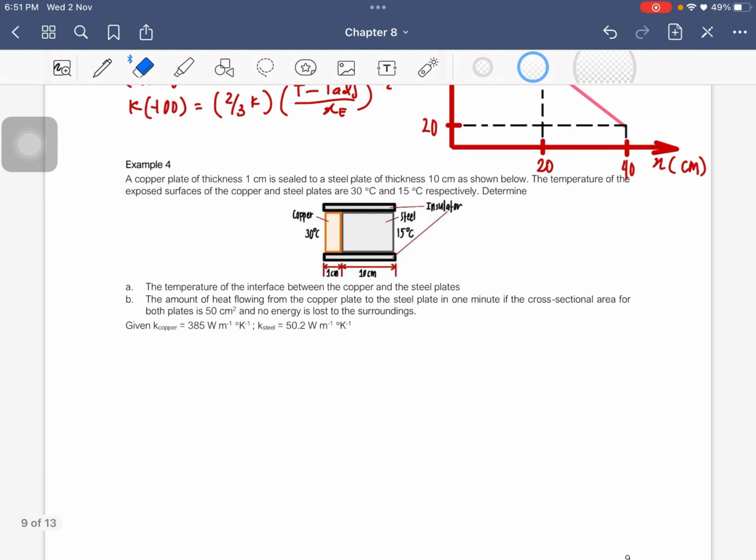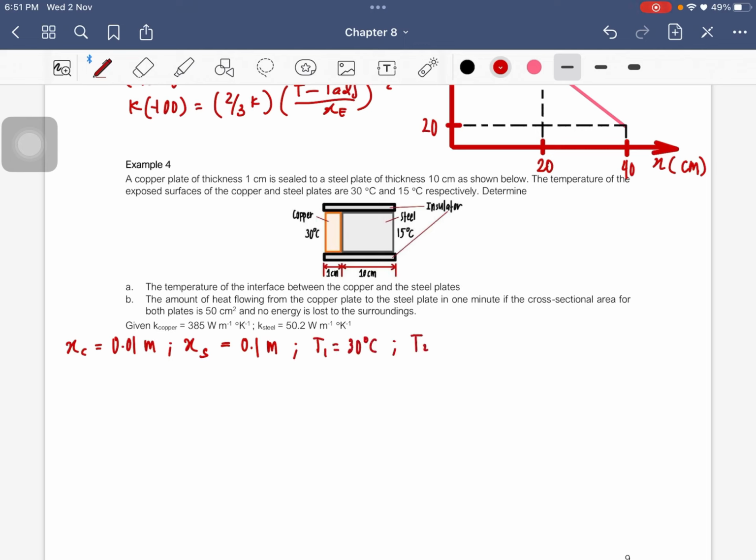Example 4. So we have a copper plate that has a thickness of 1 centimeter, copper is 0.01 meter. It is sealed to a steel plate of thickness, steel is S, 10 centimeter. So that is 0.1 meter. The temperature of the exposed surface of copper is 30 degrees Celsius. I'll label that as T1. And then T2 is for the steel, which is 15 degrees Celsius. So we have to determine the temperature of the interface between the copper and the steel, which is somewhere here. So we have to find T.